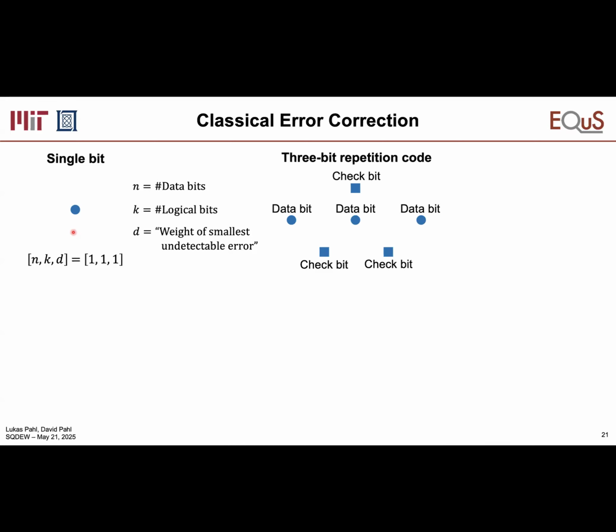So going forward, I'll just write them as squares and circles. But remember, squares are checking for errors. The data is holding the information. All right, then we actually connect them up. And by connecting, we can check for errors that happen on the data bits that any check bit is connected to.